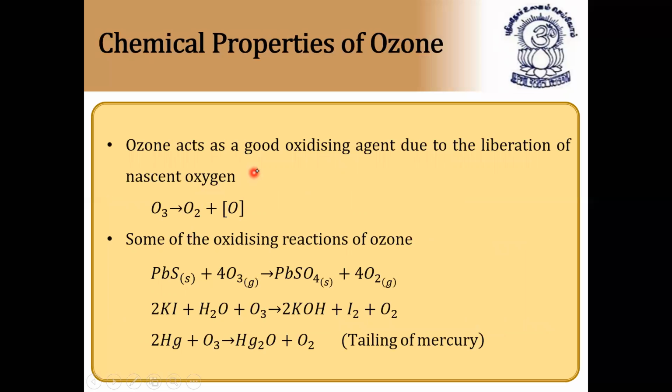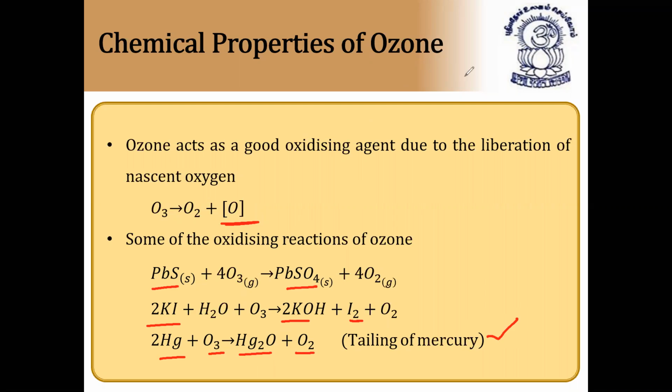Next, chemical properties of ozone. Ozone is a good oxidizing agent due to the liberation of nascent oxygen. Nascent oxygen is also known as just born oxygen, as it is highly reactive. So it oxidizes lead sulfide to lead sulfate, potassium iodide to potassium hydroxide and iodine, and mercury on reaction with ozone forms mercuric oxide plus oxygen. This is also called tailing of mercury. We have already seen this in the preparation and properties of oxygen. So these are the oxidizing reactions of ozone.